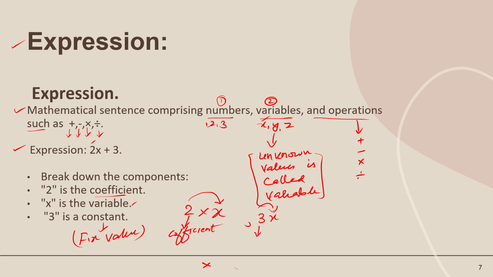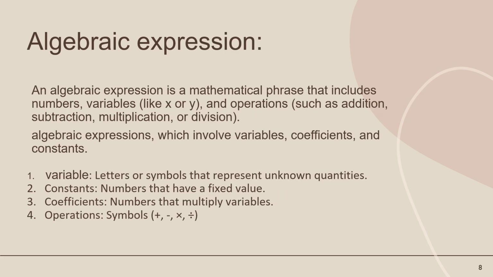A fixed value is called a constant. These are also all about algebraic expressions. An algebraic expression is a mathematical phrase that includes numbers, variables like x and y, and operations such as addition, subtraction, multiplication and division. I already told you about this one. So this is the main key point about algebraic expressions.